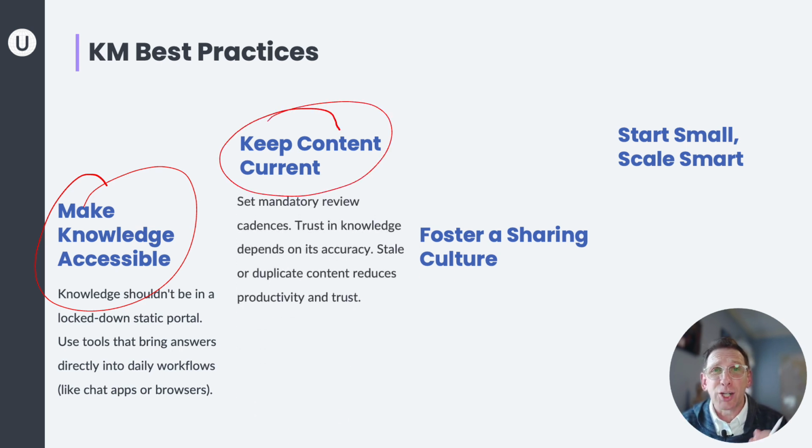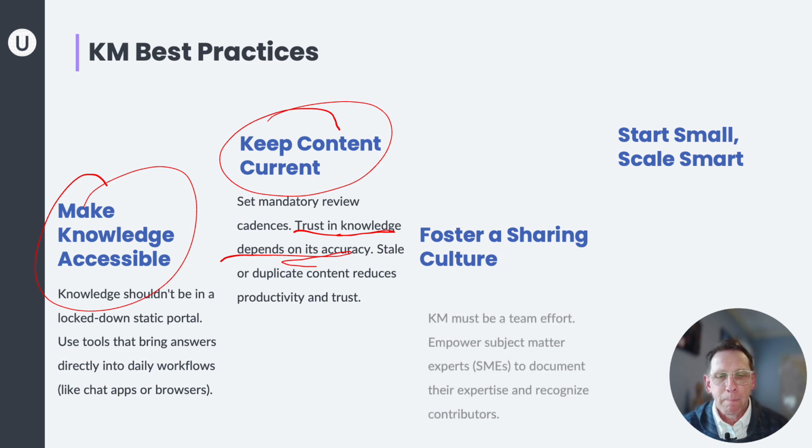Keep the content current. Set mandatory review cadences. Trust in knowledge depends on its accuracy. I'll say that again. Trust in knowledge depends on its accuracy. Stale or duplicate content reduces productivity and it reduces trust.